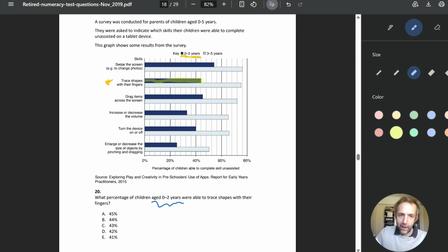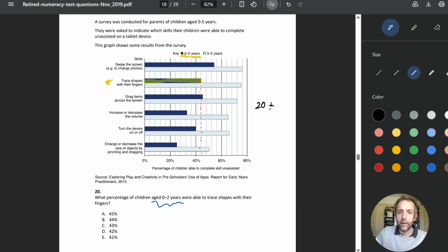And when we do that, if we look at the end of the bar, that will tell us how many children. So if I go down, that is just above 40%. But if we want to be more specific, if we have a look here, there's 1 gap, 2 gap, 3 gap, 4 gap, 5 gaps. So 5 gaps is 20%. So if we do 20 divided by those 5 gaps, that gives us 4. So what that tells me is that every little gap is 4. So that would be 44%, 48%, 52%, and 56%.